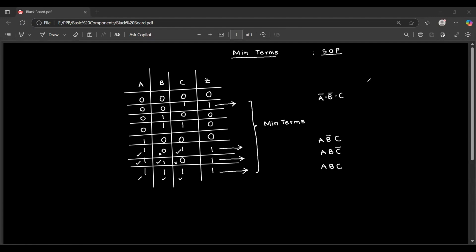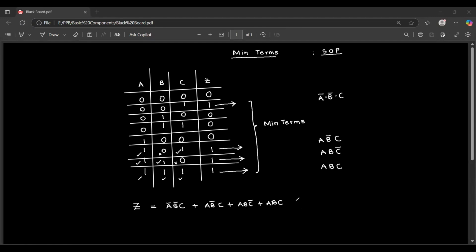So we have chosen the minterms for the expression. What will be the expression? Well, you just have to add all these signal combinations. So Z is equal to A bar B bar C plus A B bar C plus A B C bar plus A B C.